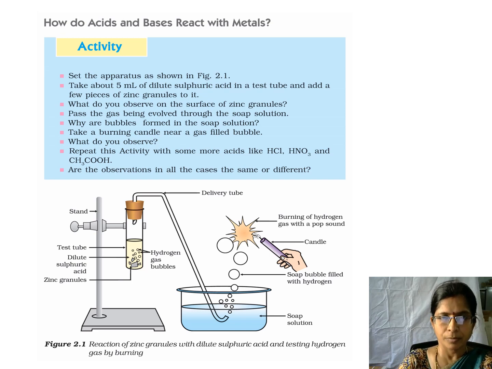Now let's see. First you need to take a test tube. To it, 5 ml of dilute sulfuric acid is added. After adding sulfuric acid into it, you have to add a few pieces of zinc granules to it and fix this to a retort stand. After fixing it, keep a one-hole rubber cork through which a bent delivery tube is passed. This delivery tube is placed in a water trough which contains soap solution.